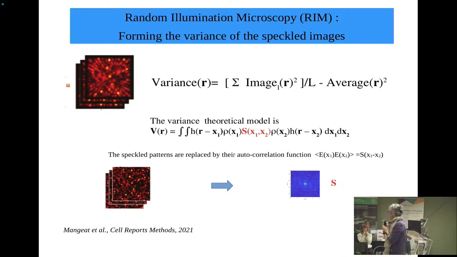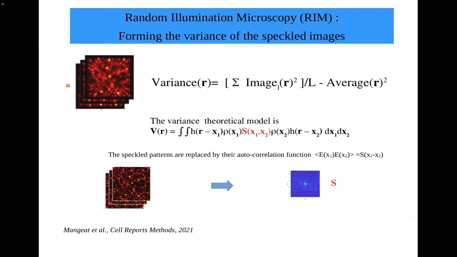And what do you see? You see that it is not linearly linked to the object. The object, rho, appears twice here. It is quadratically linked to the object. So in this case, the variance of two objects is not the sum of the variance of each object taken separately. So we have to be careful. But, okay, even though it is quadratically linked, we don't have to know the speckle pattern. We just need to know the autocorrelation of the speckle.